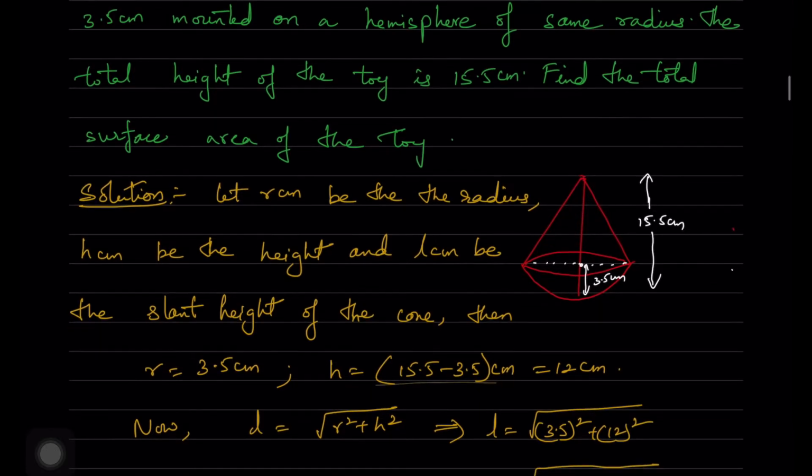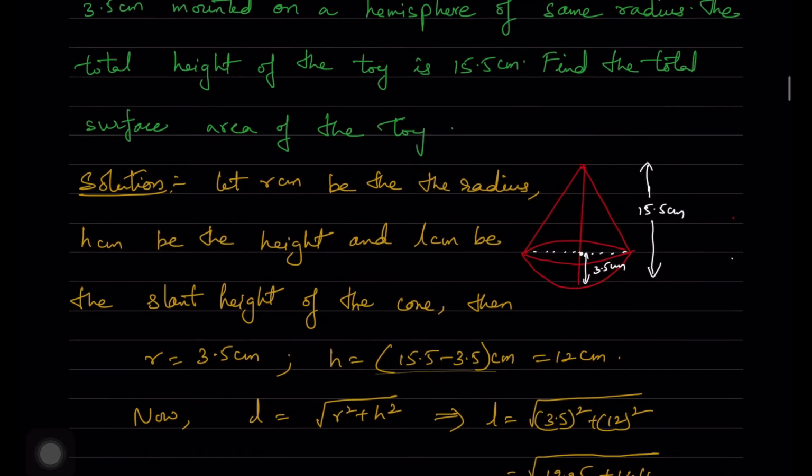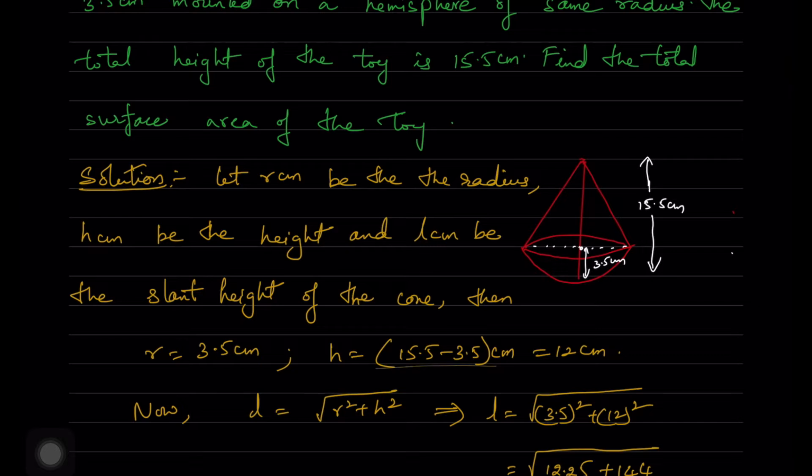So now from this we can get the height of the cone, that is 15.5 minus 3.5, which is equal to 12 centimeters. So now this is 12 centimeters, this is 3.5 centimeters, this is a right angle triangle which we have found. So we can find out what is l.